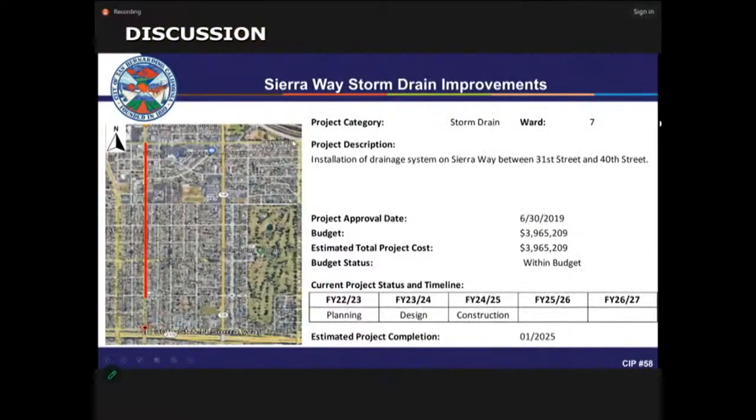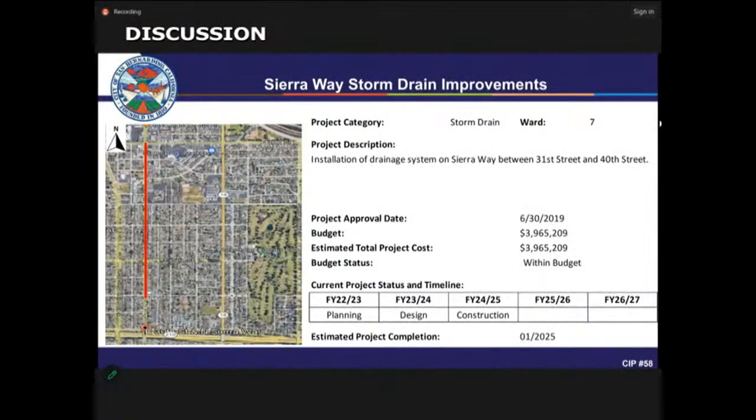The Sierra Way storm drain improvement project incorporates the addition of a drainage system and catch basins on Sierra Way between 31st Street and 40th Street, and then connecting it to the county storm drain. This project will be coming out to you for award of a designer to finalize the design, and then we'll put it out to bid and complete construction hopefully in 24-25.